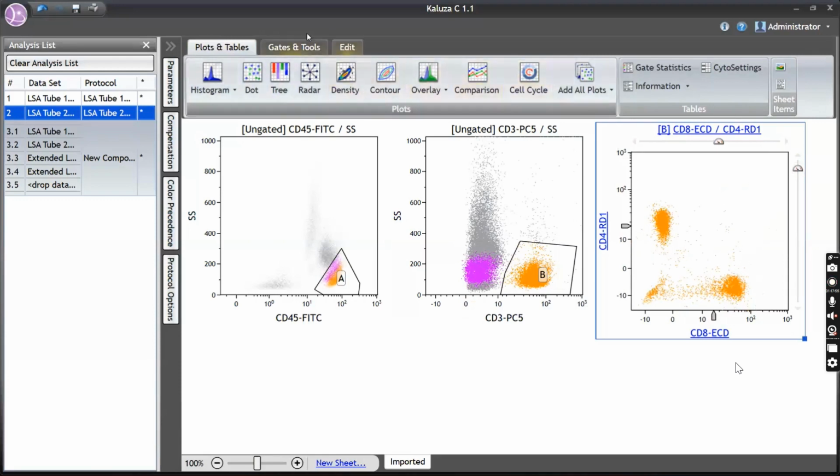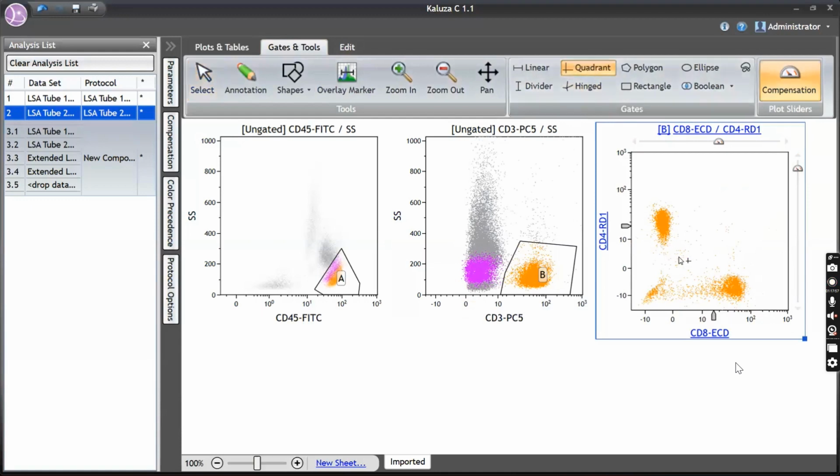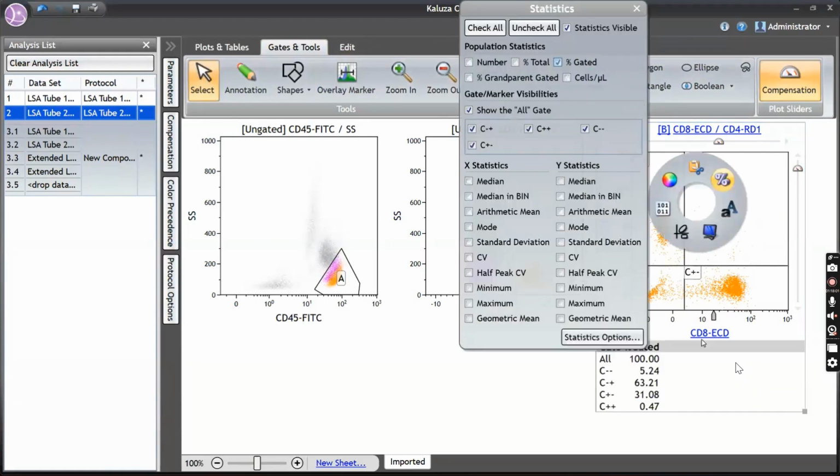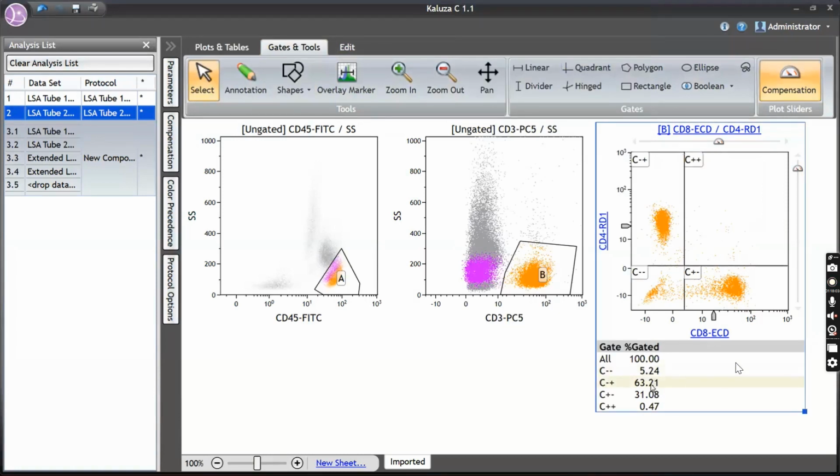Okay, so now you have the percentages again. So you check the percentages. 63.2% are T helper cells. 31% of the T cells are cytotoxic T cells. Now to get the absolute count, same method.